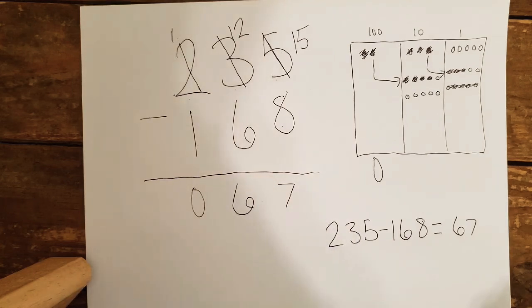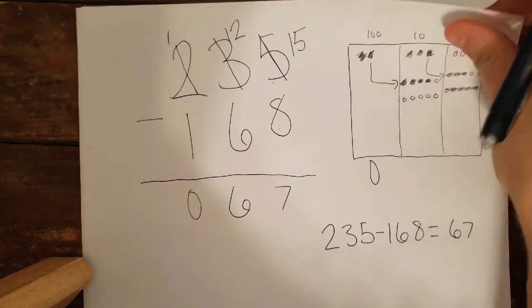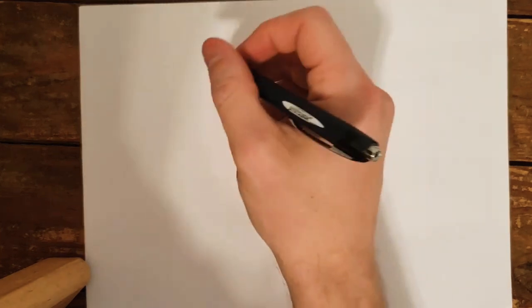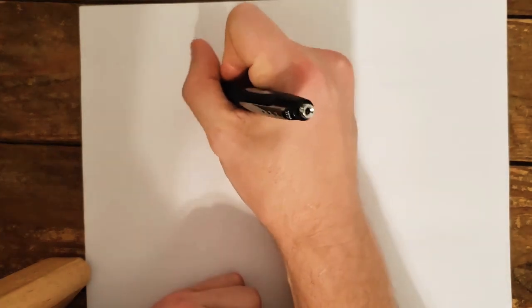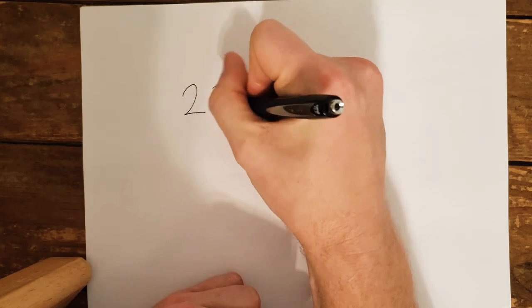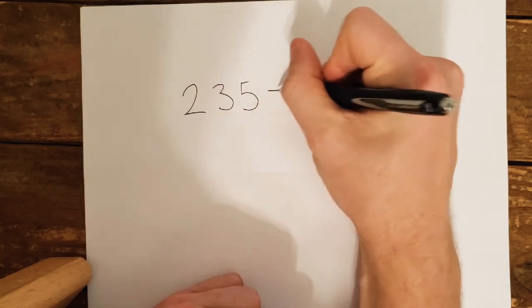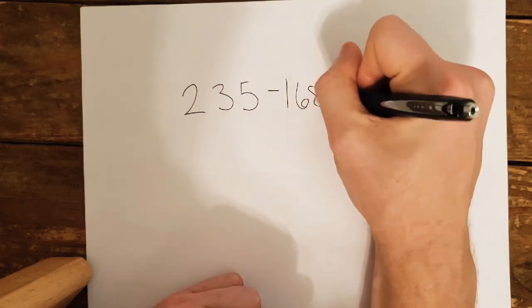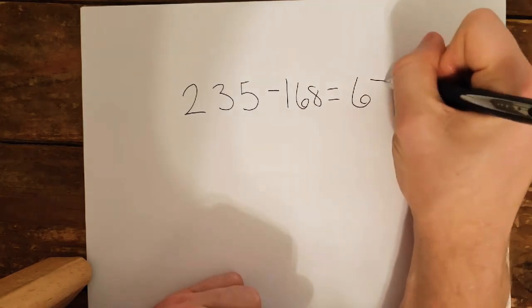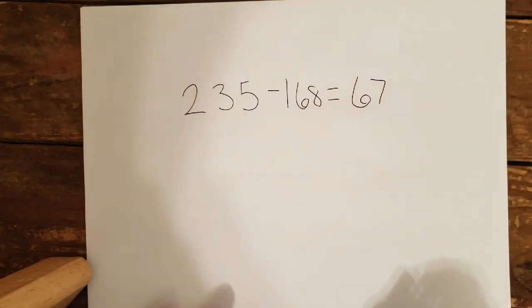Now, the very last thing we want to do is check with addition to make sure that we have the correct answer. So I'm going to move this paper up here and get a new piece of paper. If you have enough room on your sheet of paper, then you can just do it on that sheet. But we've got 235 minus 168 equals 67. That's what we found on the last one.